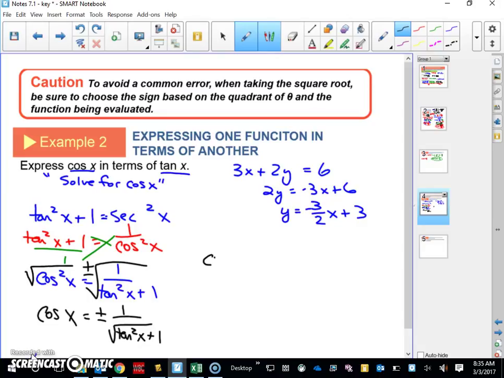It would be nice if we were finished at that point. It looks like we're finished. However, we know we can't end up with the square root on the bottom. Ever since algebra class, whenever you did that, you're not allowed to end up with that square root on the bottom. So we're going to rationalize, just like we always have. You multiply by that square root, the whole thing, tangent squared x plus 1.